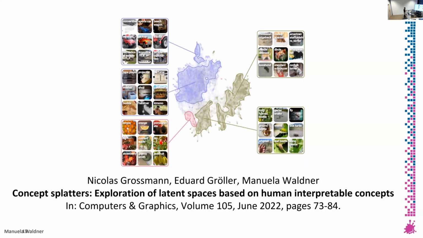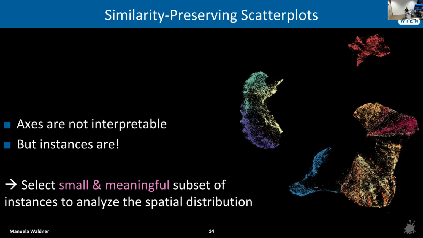And so the first work I want to present today is called Concept Splatters, the exploration of latent spaces based on human interpretable concepts. So that was an attempt to have a visually scalable approach for such similarity preserving scatter plots. So what's the idea? How can we make these similarity preserving scatter plots more expressive? Now, the observation is that the axes of these scatter plots themselves are not interpretable. They don't have any meaning. If I would flip the whole thing, it wouldn't change the meaning. It's just the similarity, just the proximity that is relevant to us, not the absolute position.